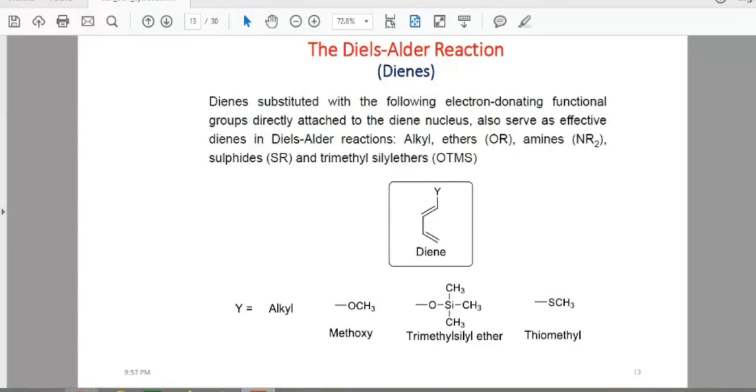So the dienes substituted with electron donating functional groups serve as effective dienes. Those functional groups are alkyl groups, which are the best electron releasing groups, ethers, amines, sulfides, trimethylsilyl ethers. Always remember alkyl groups, alkoxy groups like methoxy, trimethylsilyl ether, thiomethyl group. These are the best electron releasing groups. When dienes are substituted with these electron releasing groups, they serve as effective dienes in the Diels-Alder reaction.